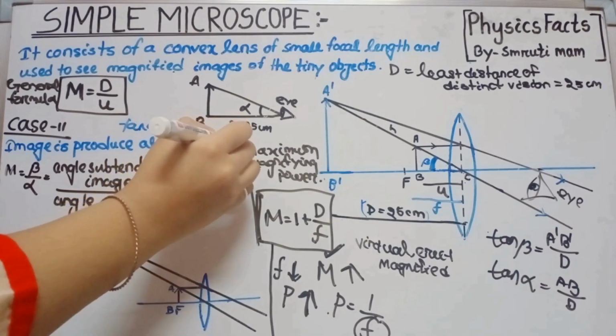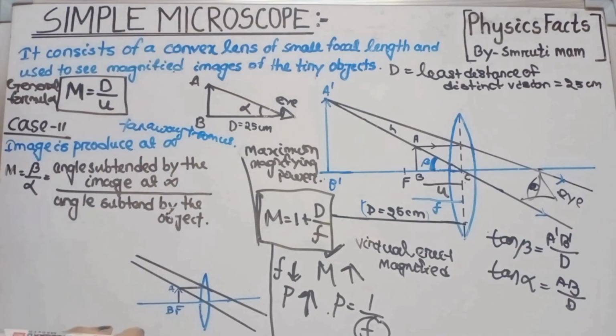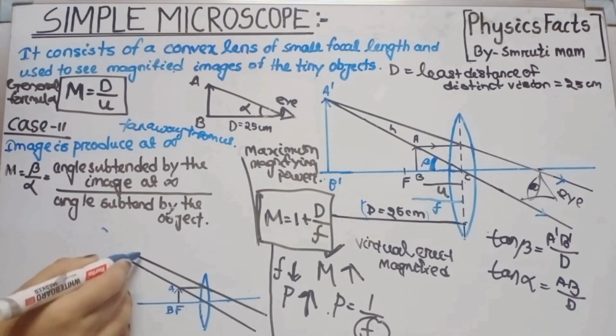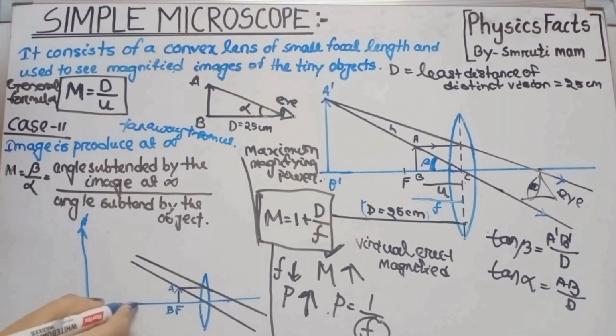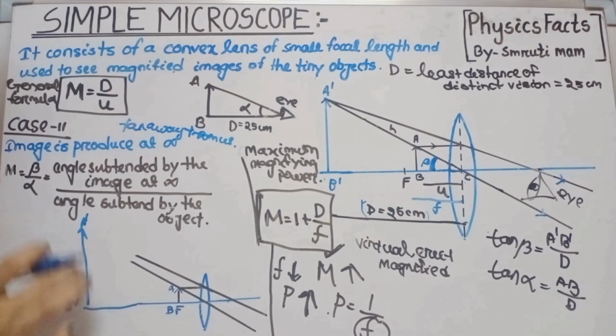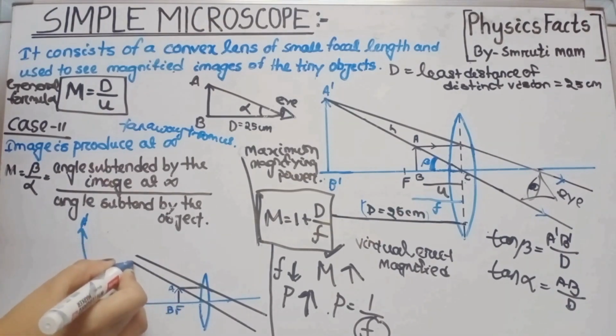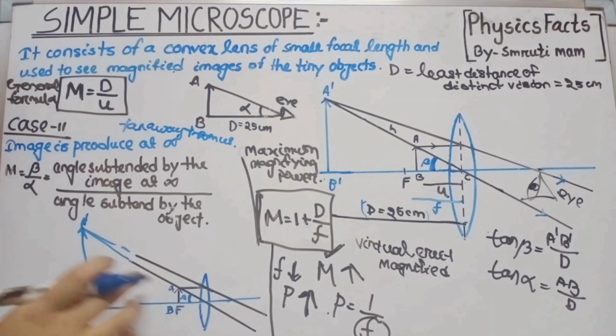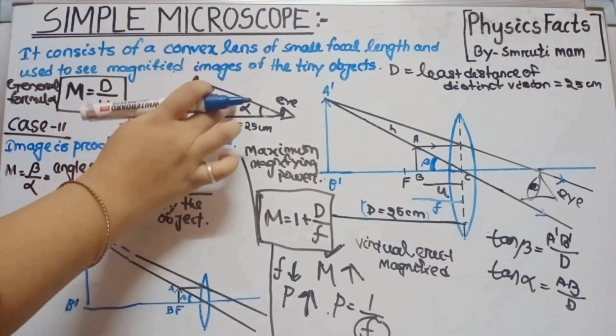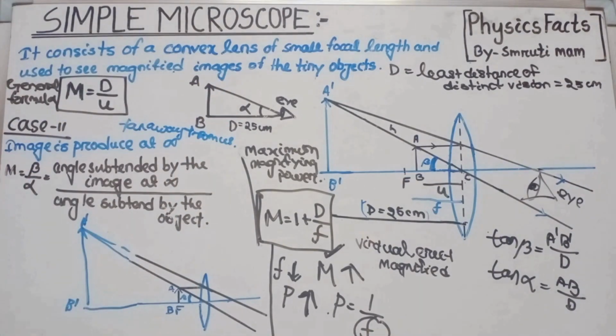Okay, now here we take if image is produced here. The two rays meet here and image is produced here. That is A prime B prime. So this angle is the angle subtended by the image, that is beta. Here also we take the ratio of the angle subtended by the image to the angle subtended by the object. M equals to beta by alpha.